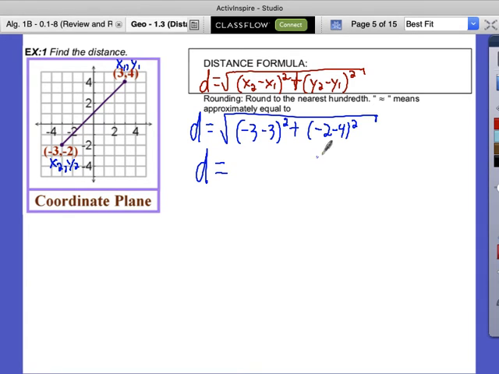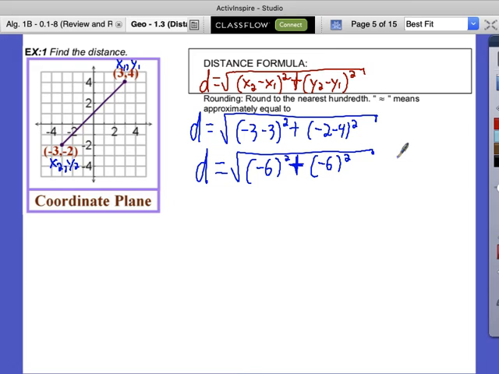According to order of operations, what would we do first? Parentheses. So we're going to leave the square root here. What's negative 3 minus 3? Negative 6. And we're going to still square that. Plus, can we do this parenthesis at the same time? Yes, they're separate. What's negative 2 minus 4? Negative 6 again. And we're going to square that still.